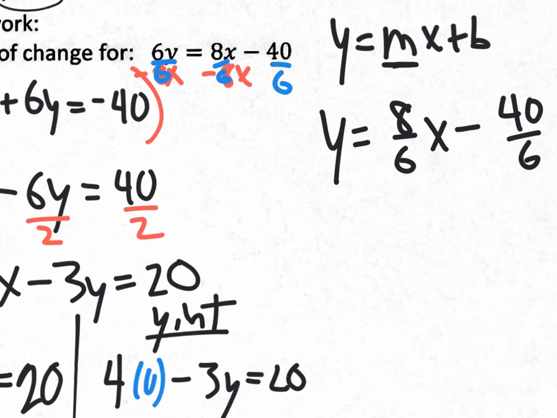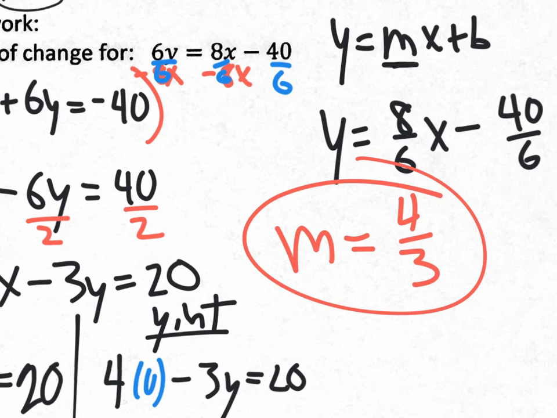Now, my point is, if they're asking for the rate of change, they're asking for slope. And if you know slope-intercept form, then you know that this is a slope. So what would your slope be? 8 over 6. But you could reduce it to 4 over 3. So the rate of change, the slope, is really 4 over 3.